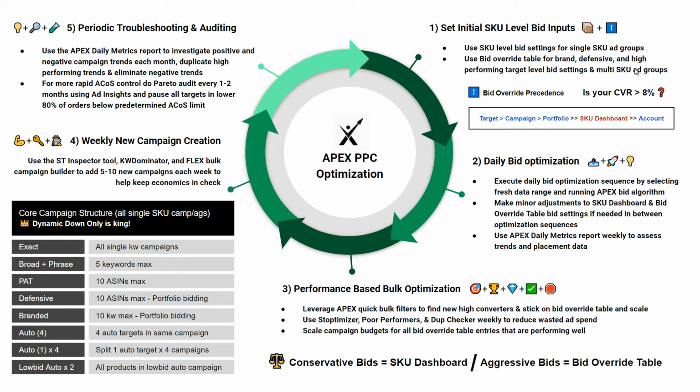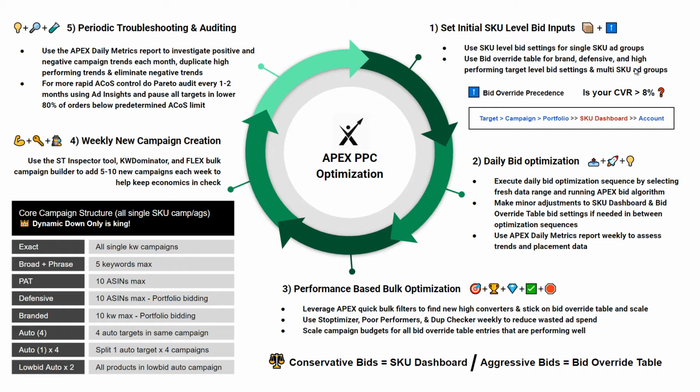It also has the ability to take things like branded campaigns and defensive ASIN targeting campaigns. You can put those in portfolios across different SKUs. Maybe you have all your defensive campaigns, for example, in one portfolio. You can put those as one portfolio on the bid override table, and that really makes it easy to keep things concise and get an understanding of how those types of strategic campaigns are performing as a whole.